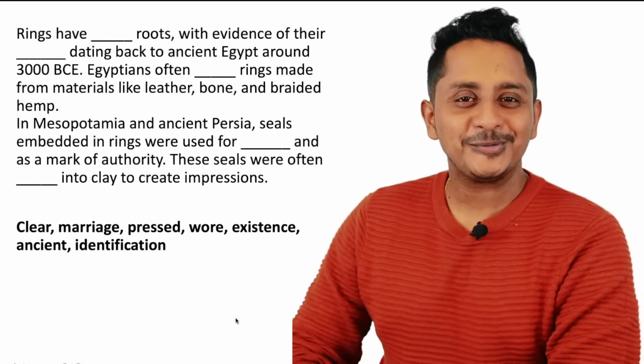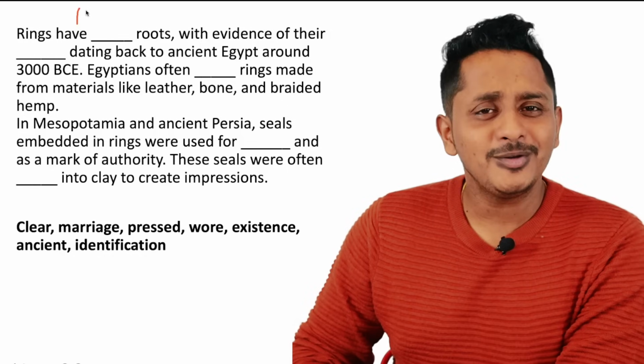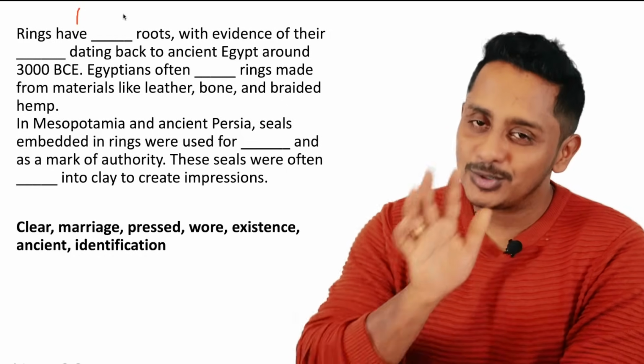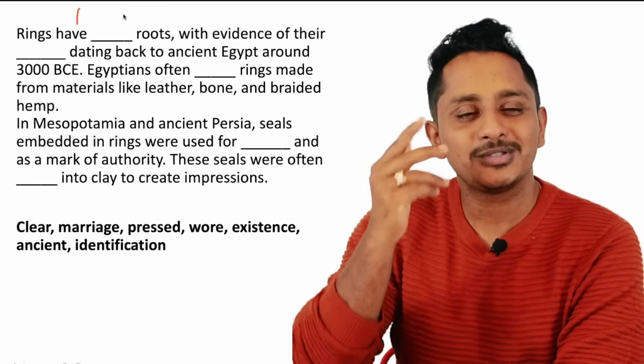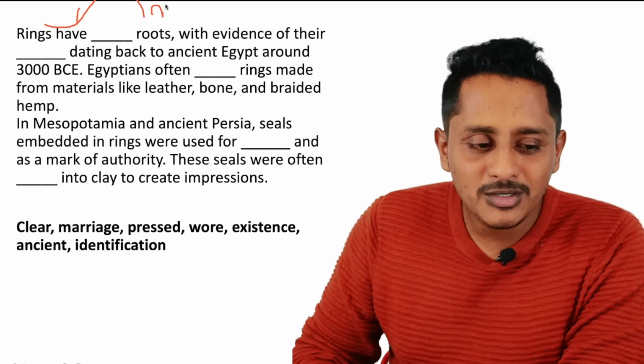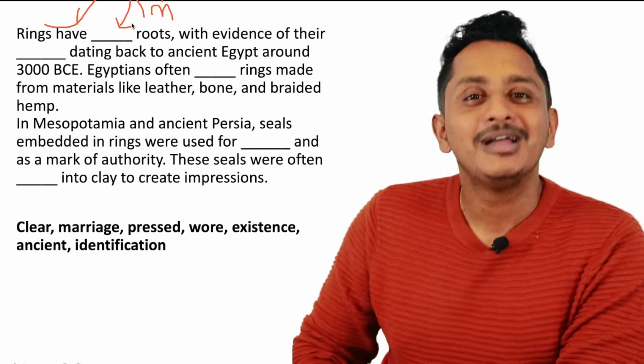All right, I really hope you have solved it. So let me just help you with my way of teaching. After "have", verb 3 should come, Nakul. "They have cars." I forgot to tell you, anything can come, but usually verb 3 comes. But there are scenarios where verb 3 will not come. "Rings have roots." Noun, the roots. Before a noun, an adjective has to come.